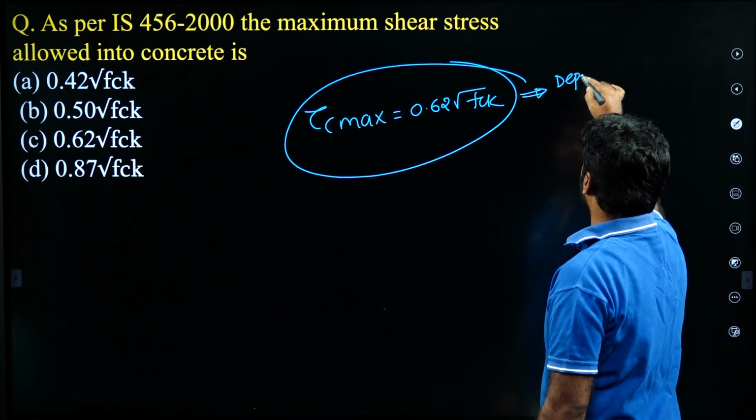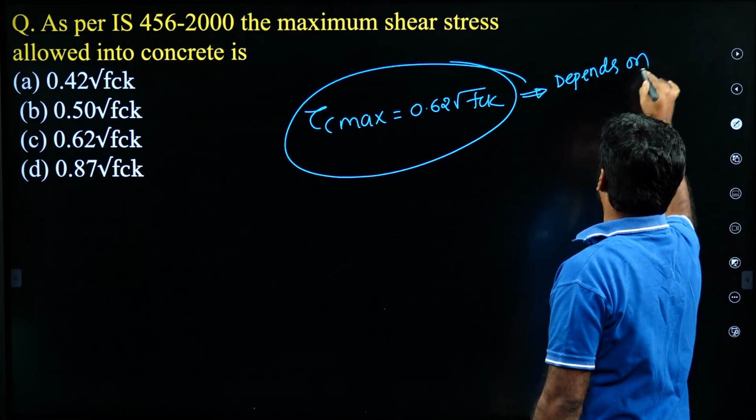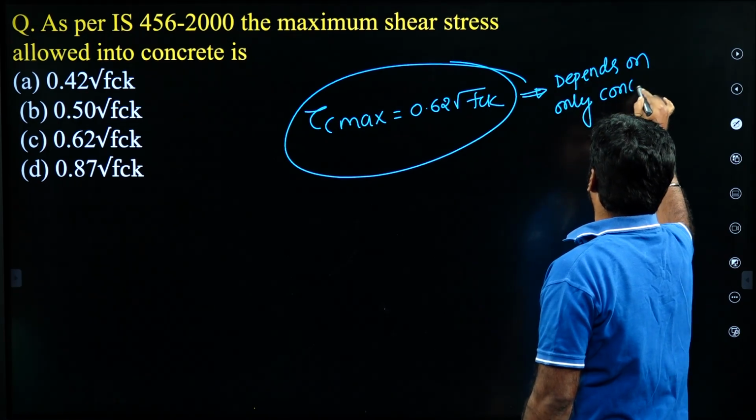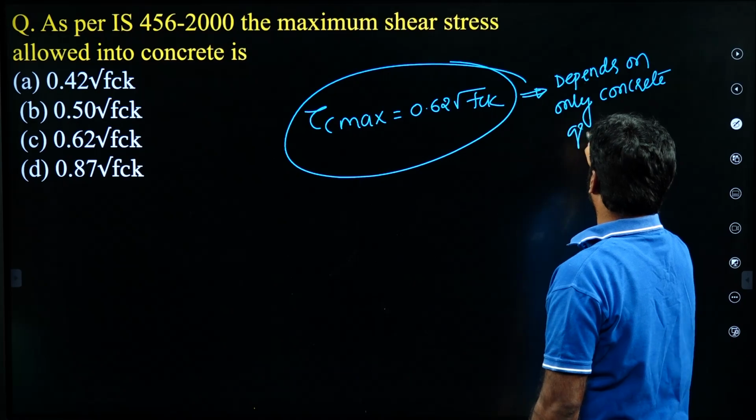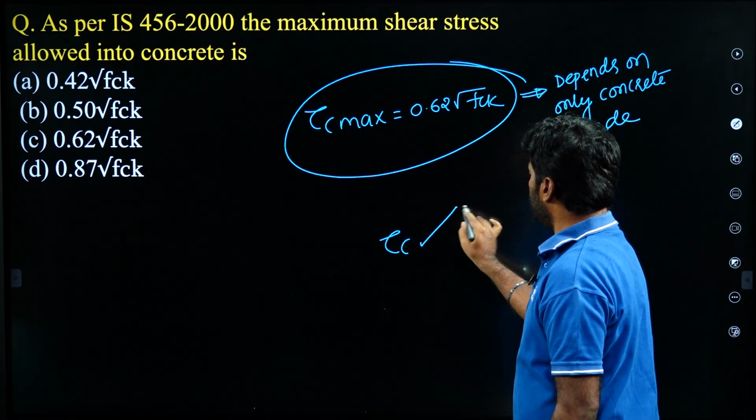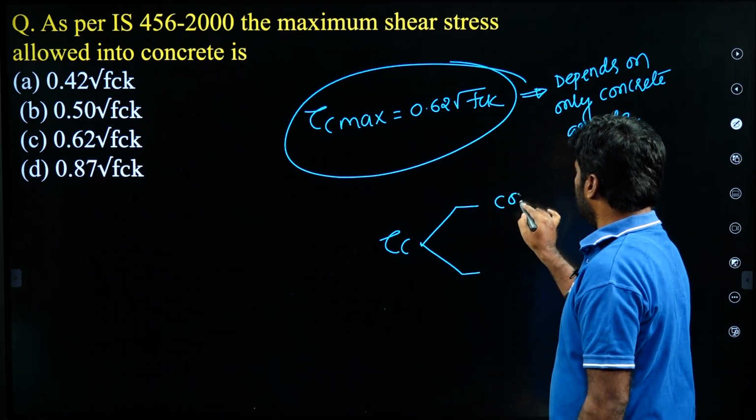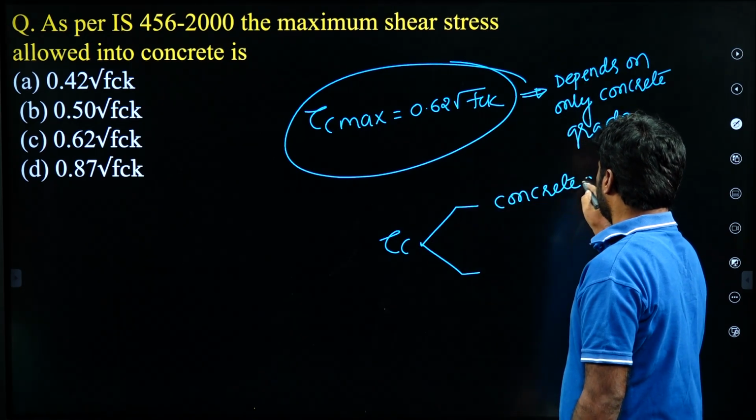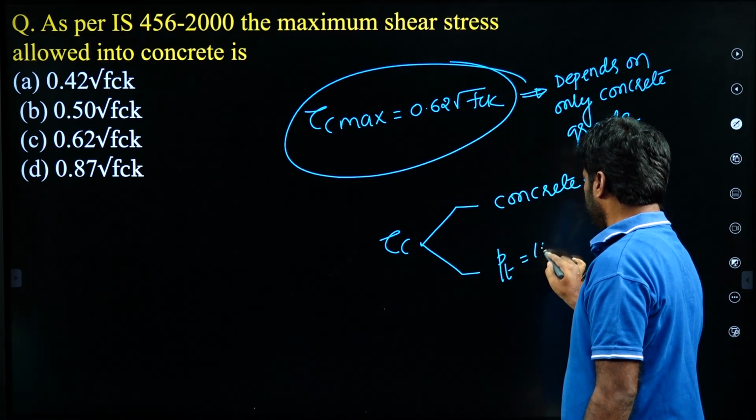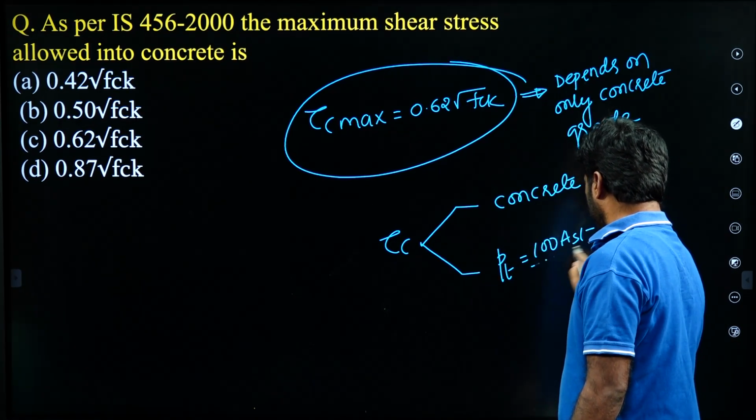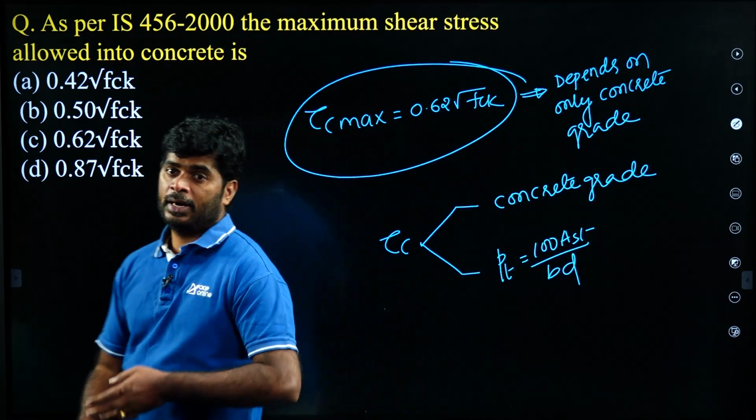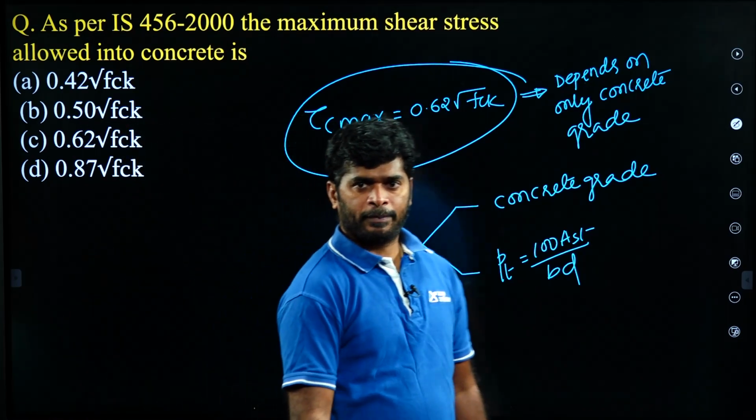Tau C max depends on only concrete grade. Whereas tau C, this tau C depends on concrete grade and percentage of tension steel, okay.